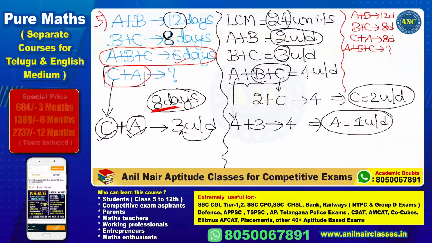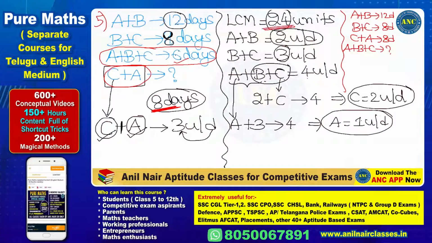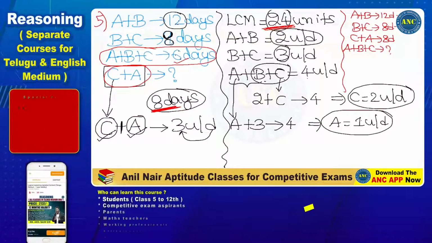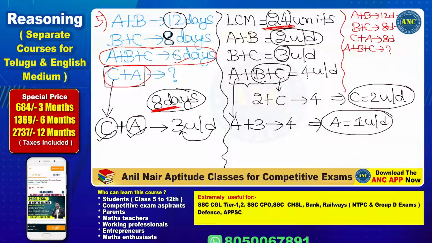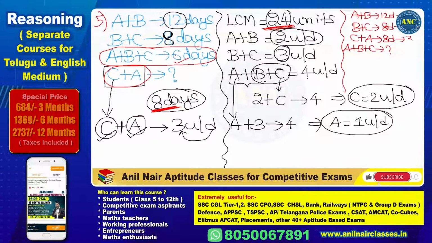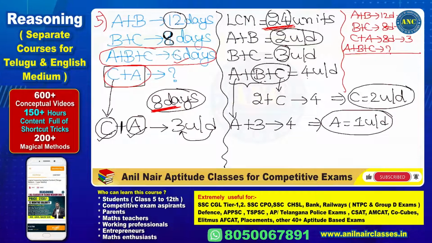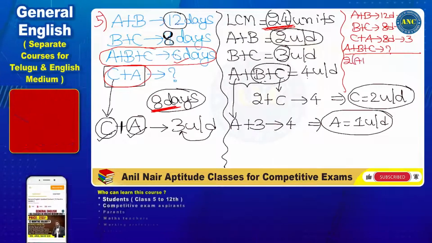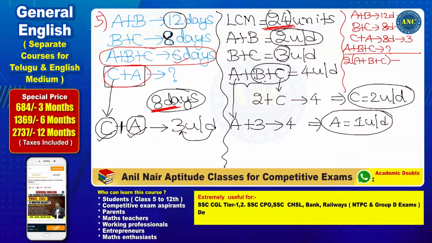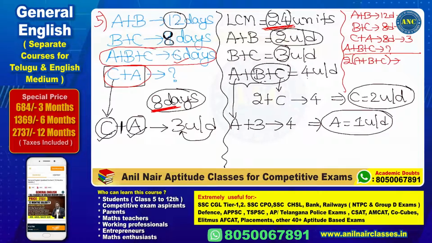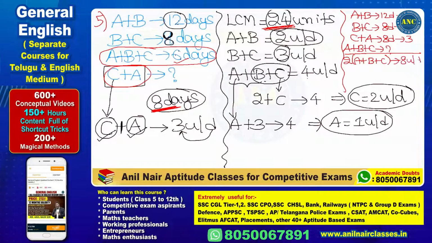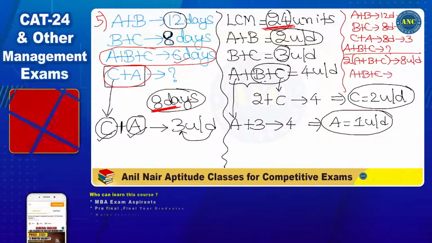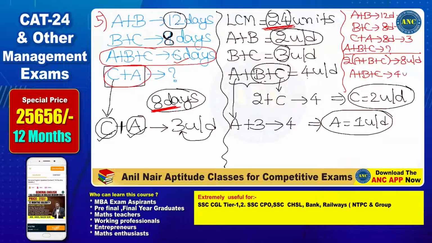Now see here, 12, 8 and 8. LCM is once again 24. So 24 by 12, it is 2 units per day. 24 by 8, it is 3 units per day. 24 by 8, it is 3 units per day. If I add A plus A, B plus B, C plus C, it is 2 into A plus B plus C. The right hand side is 2 plus 3, 5, 5 plus 3, 8. It is 8 units per day. So A plus B plus C will be equal to 8 divided by 2. It is 4 units per day.